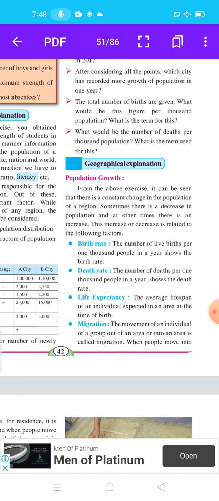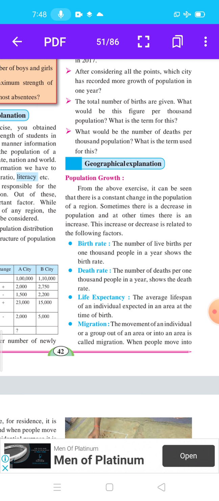This increase or decrease is related to the following factors. Which are these factors? Birth rate, death rate, life expectancy, and migration. The first point, birth rate, is a factor which affects the population.